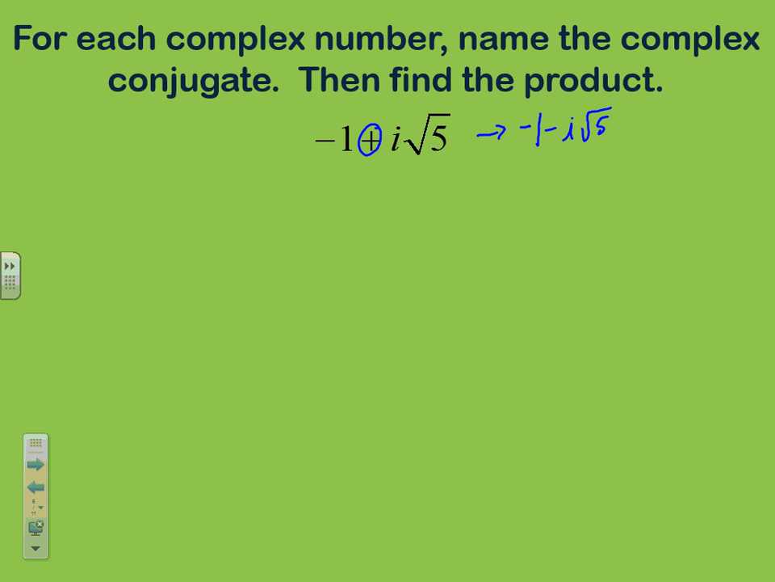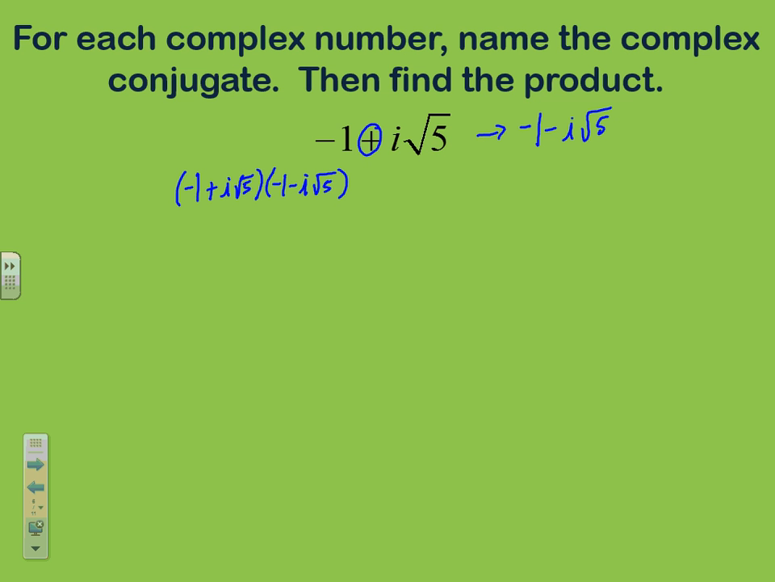Okay, so let's look at it through the FOIL process because this is the tried and true method. We don't have to remember any shortcuts or anything like that. We can always FOIL numbers together. We've been doing it for a long time. So write down the original one that they gave us, negative 1 plus I radical 5, and we're going to multiply its conjugate, negative 1 minus I radical 5.